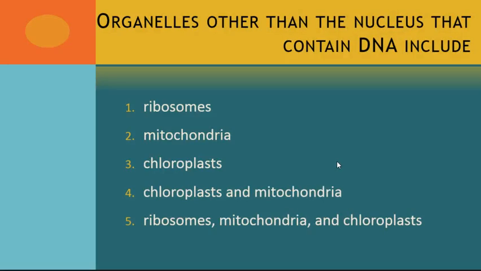All right, so here's your next question. Organelles other than the nucleus that contain DNA will include ribosomes, mitochondria, chloroplasts and mitochondria, ribosomes, mitochondria, and chloroplasts. Clearly, it's going to be something about those three.